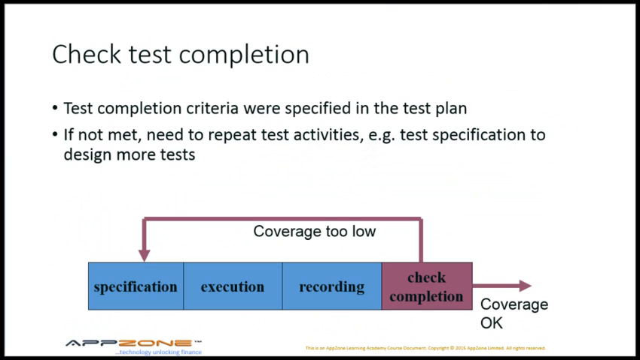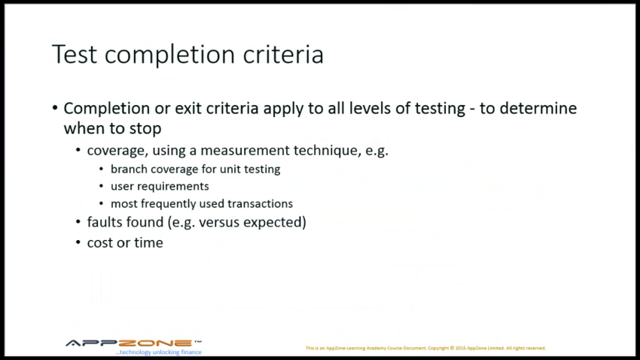Test completion criteria were specified in the test plan as discussed earlier. While designing your test plan, you set test completion criteria such that when you meet this criteria, it is assumed that your test has been completed. If not met, you need to repeat test activities, as in the test specifications, to design more tests. The test completion criteria, what is it? How will it come up?